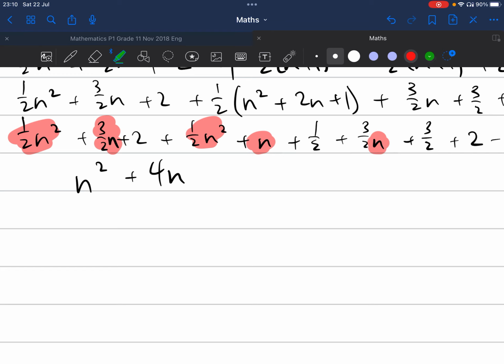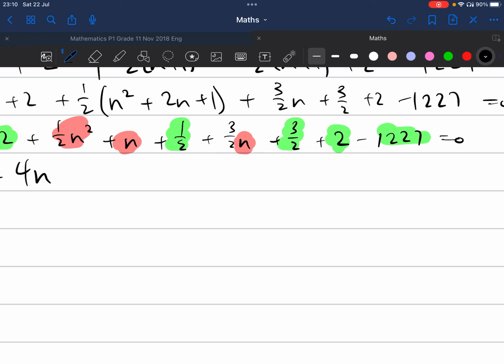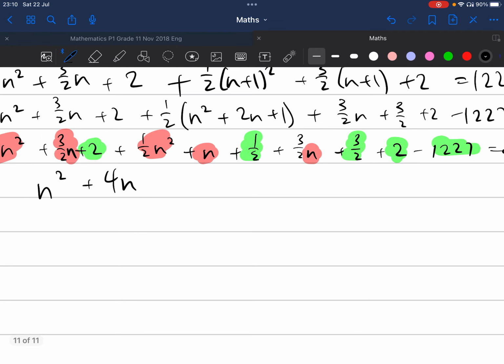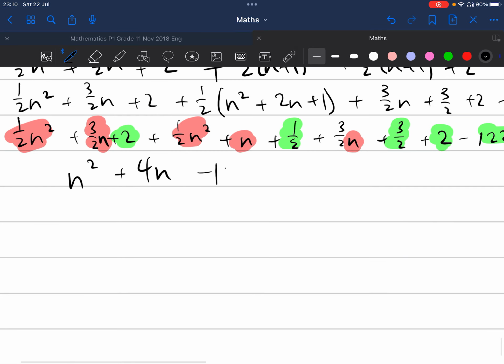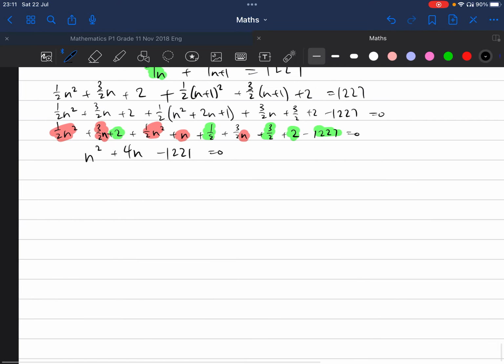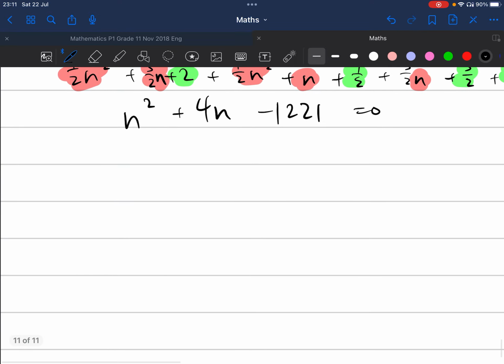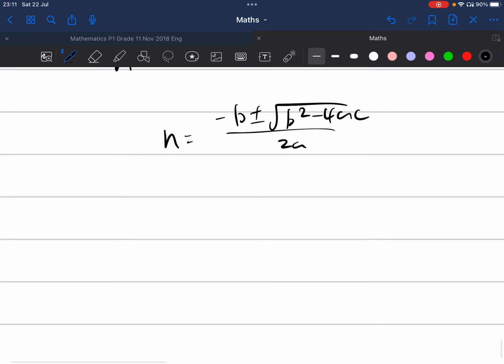And then now we can add all the constants, the ones without any variables. So let's do that quickly. So we have 2 plus 1 over 2 plus 3 over 2 plus 2 minus 1227. That gives us minus 1221, and equals 0. So now let's use the quadratic equation. Minus b plus or minus the root of b squared minus 4ac all over 2a. Again I'm just going to put this into my calculator, and one time do it with plus and the second time with minus.